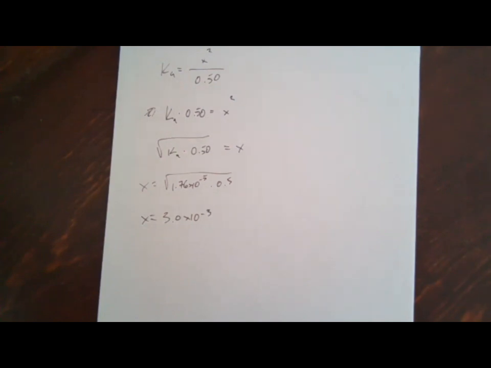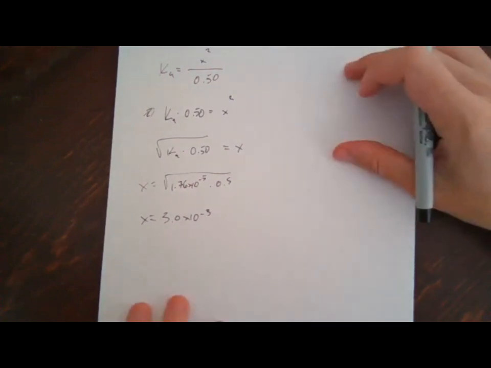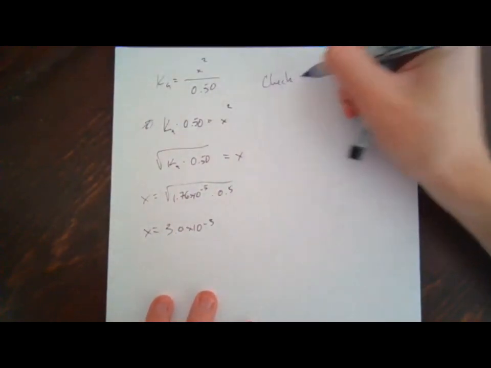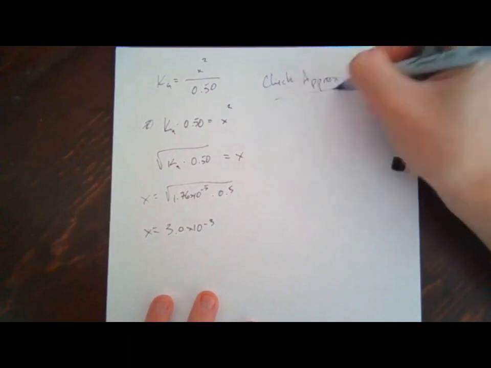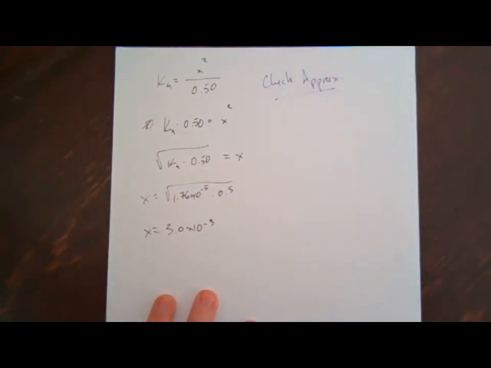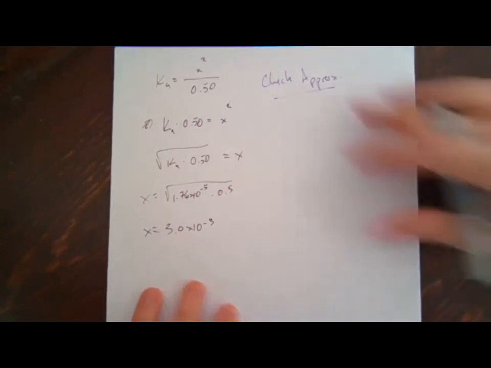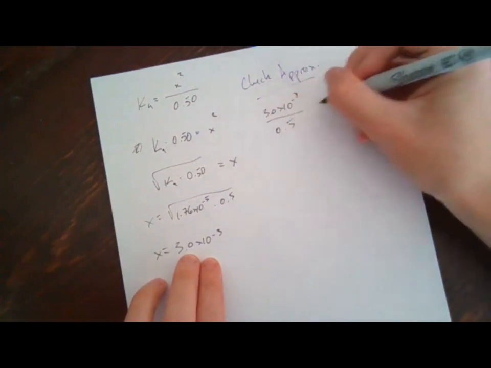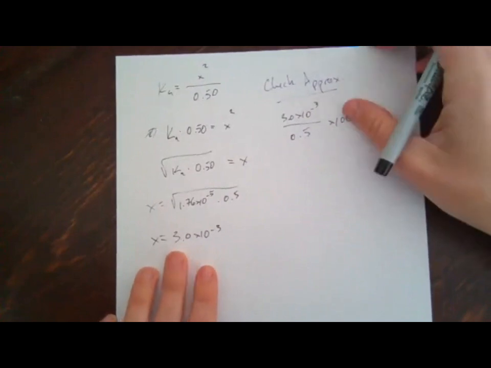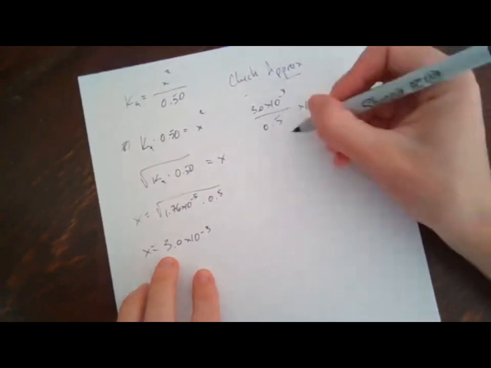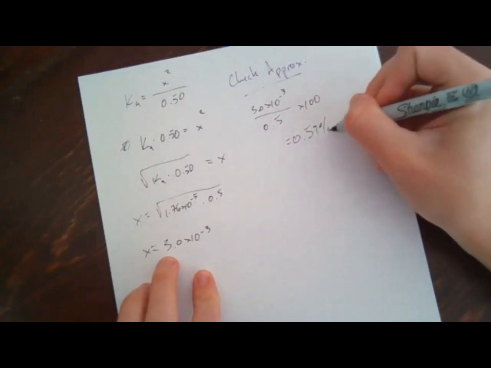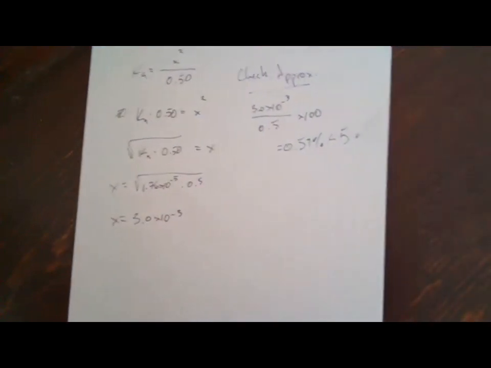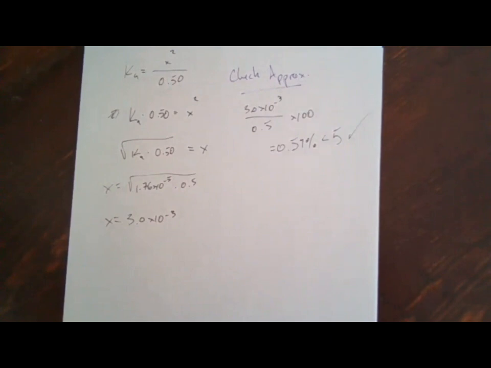One of the things that we want to do is check to make sure our approximation is valid. It's the change divided by the initial. So the change was the x that we had, 3.0 times 10 to the negative third, divided by 0.5 times 100. I'm just trying to figure out the percentage here. And I get 0.59%, which is less than 5, which means my approximation checks out. For my approximation to be valid, it needs to be less than 5%.